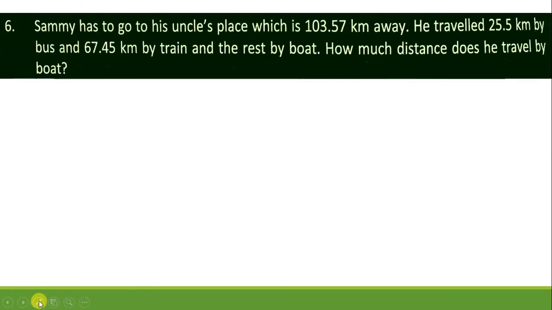Now the last word problem we have, it says that Sammy has to go to his uncle's place, which is 103.57 kilometer away, and he traveled 25.5 kilometer by the bus and 67.45 kilometer by train, and the rest by boat. You have to first calculate how much distance he travels by boat. So what will you do for that? Very first you will calculate the total traveled by Sammy by bus and by train, and get that total and subtract from the distance.